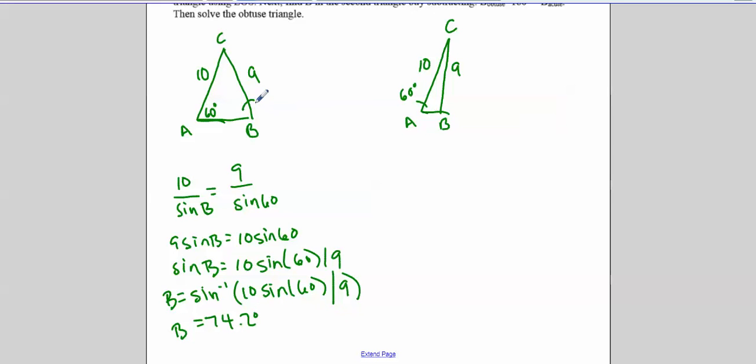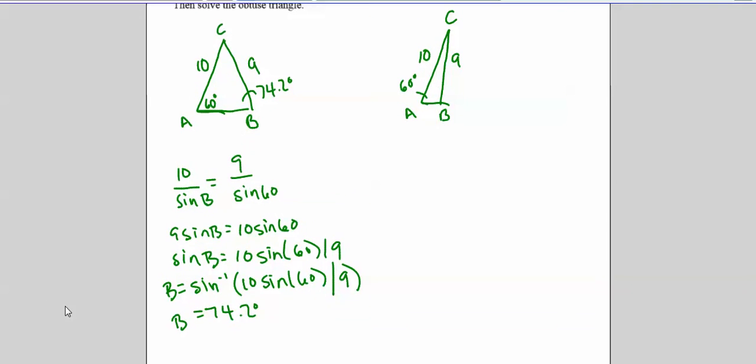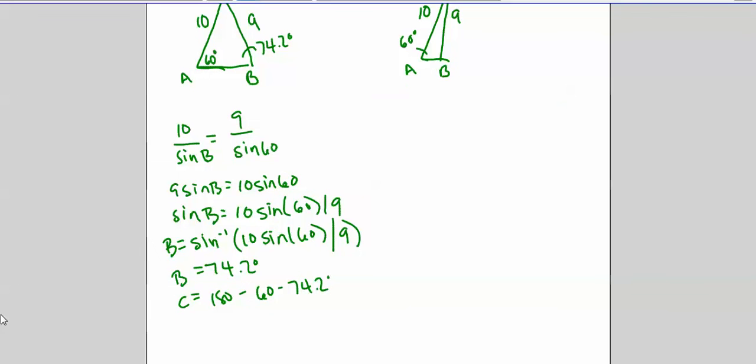So we'll put that here, 74.2 degrees. And then to find angle C, you can subtract from 180. So we have C equals 180 minus 60 minus 74.2 degrees. Is that right? No. We get 45.8 degrees. So let's add that up here.